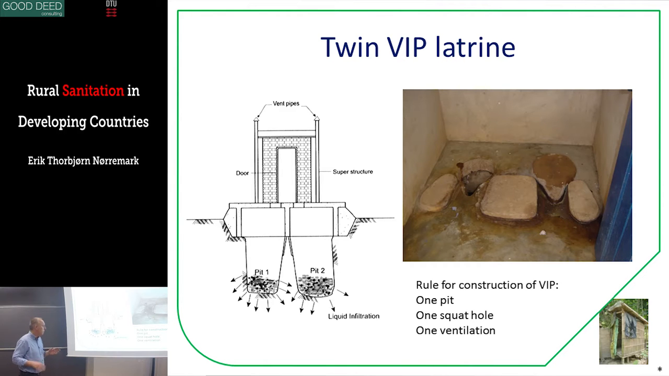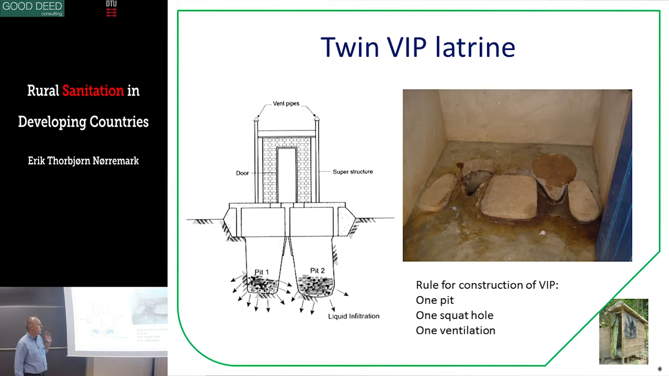Twin pit: you use one pit for a year, then you change to the other one. So you have inside two holes, but you're only using one at a time. And then the big lid, you shift once a year, and then you use the other one.